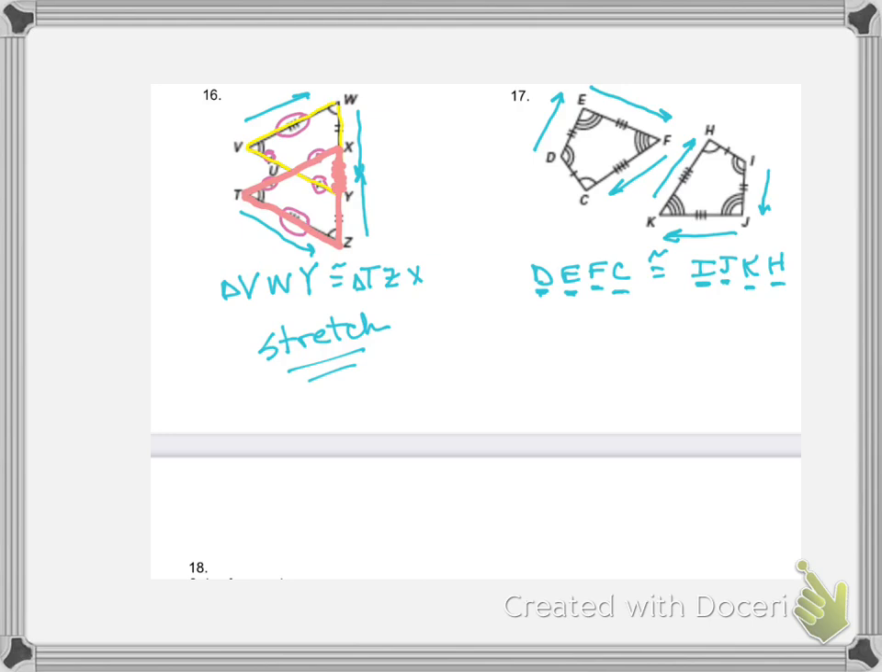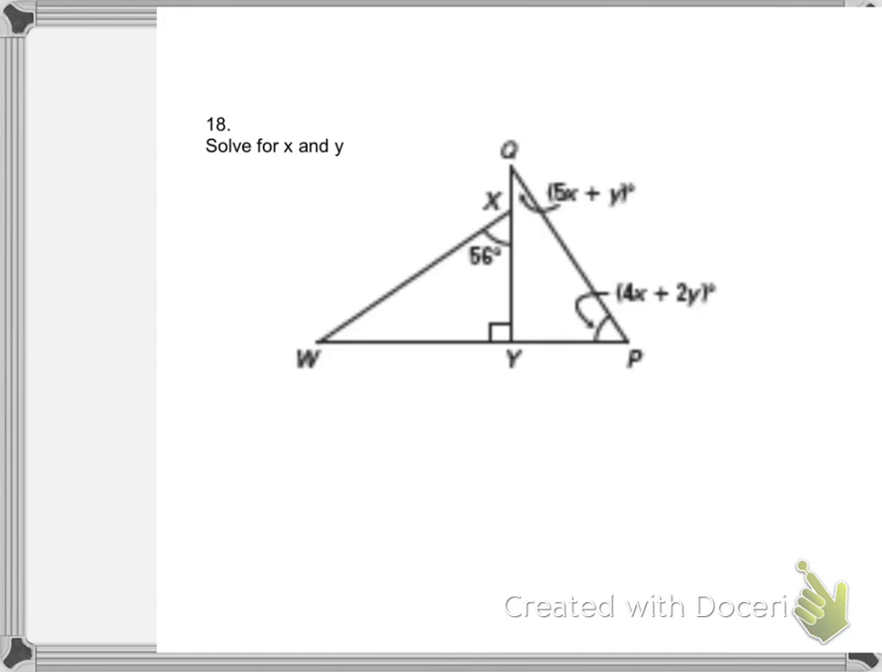Okay, let's go on to the next problem. Okay, so let's see what we have here. I see that they want me to solve for x and for y. I see that this angle, that's a single, is 56. So that means this angle, that's a single, must be 56 as well. So if I know that that's 56, the other thing I know is this.